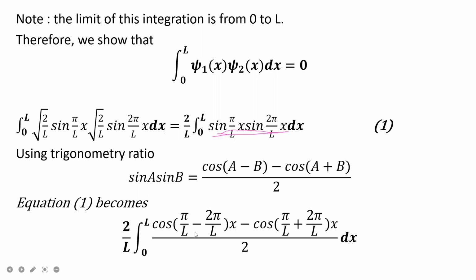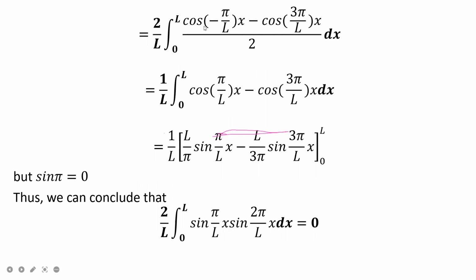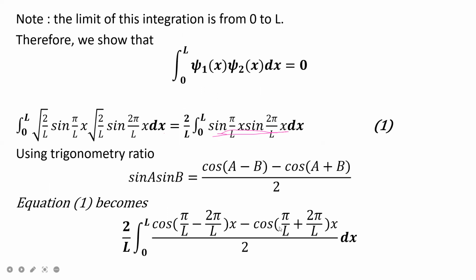And this is what we have in this next equation: 2 over L, integral from 0 to L, cos of (pi over L minus 2 pi over L) x minus cos of (pi over L plus 2 pi over L) x, divided by 2. Now, for our next slide here, when we subtract 2 pi over L from pi over L, we have minus pi over L. And when we add them together, we have 3 pi over L. That is from here, we have pi over L minus 2 pi over L and pi over L plus 2 pi over L.